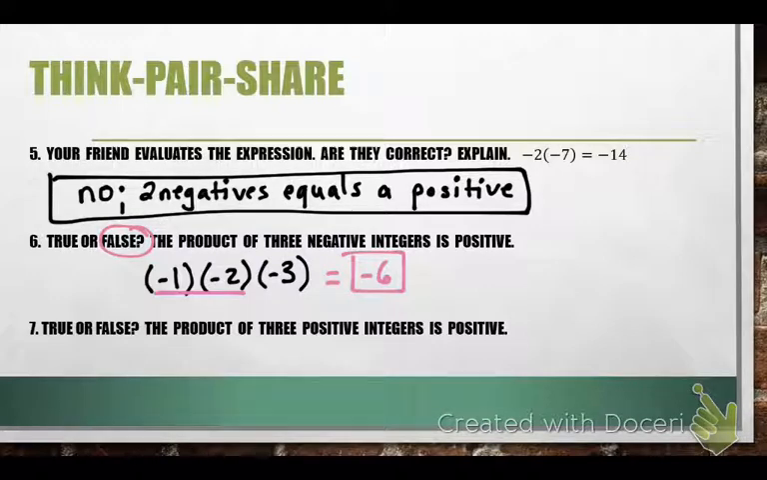True or false do you guys think for number 7? All right, I heard some true, I heard some false. The product of 3 positive integers, so let's just do 1 times 2 times 3. Should that be positive or negative? Positive. What would that answer be? What's 1 times 2 times 3? That's 6, which is a positive, so that answer was true.